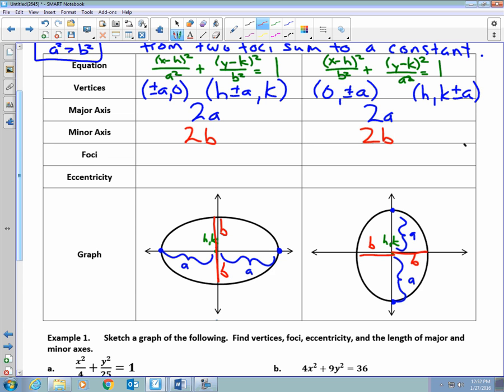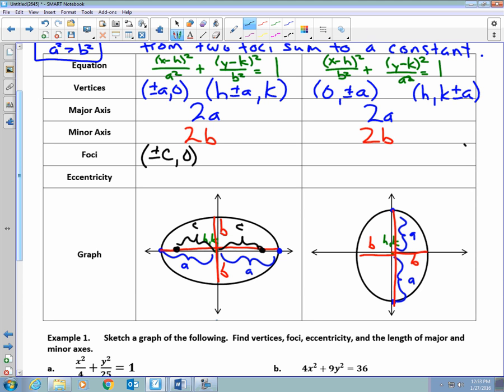The foci sit along the major axis. Foci are 2 points, and they sit exactly c units from the center. If the center is at 0, 0, what will be the location of the foci? Yep, plus or minus c, 0.